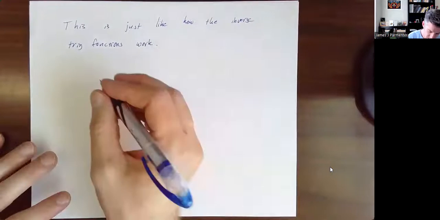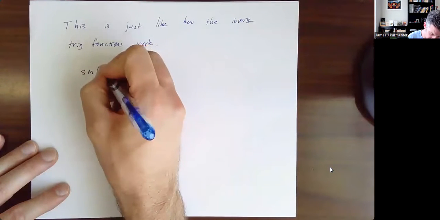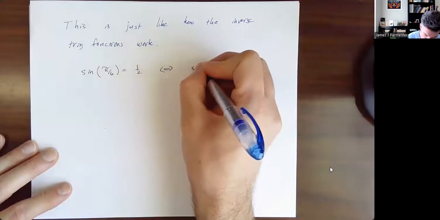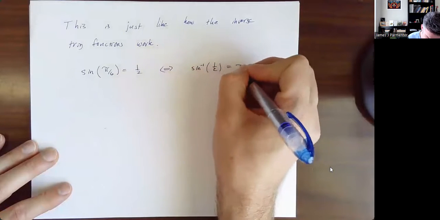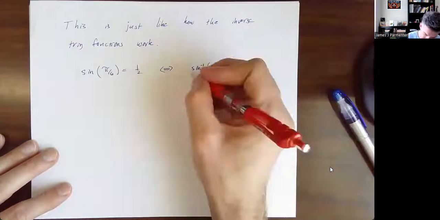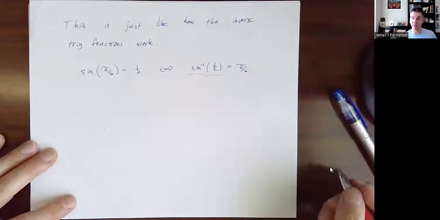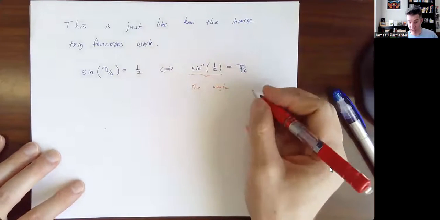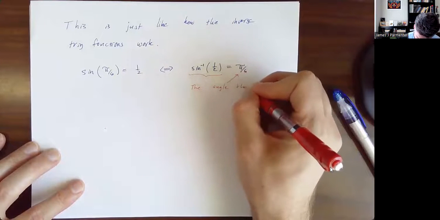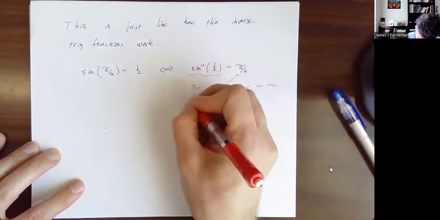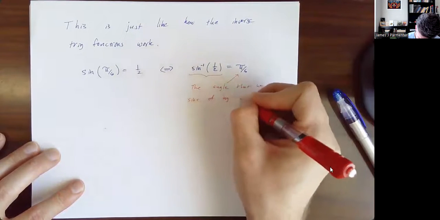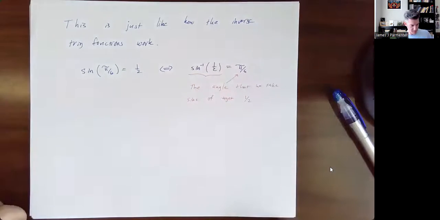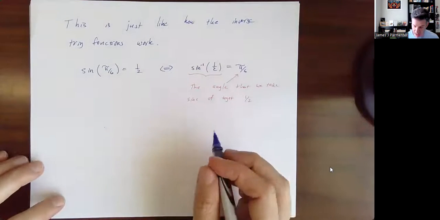So, for example, I'll remind you that sine of pi over 6 is equal to 1/2, and that's equivalent to saying inverse sine of 1/2 equals pi over 6. Because when you find inverse sine of 1/2, you're looking for the angle, that's pi over 6, that we take sine of to get 1/2. Or the angle whose sine is equal to 1/2.